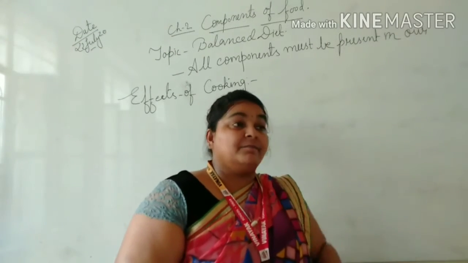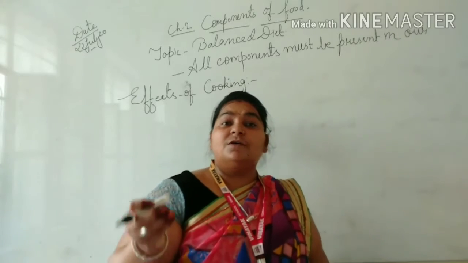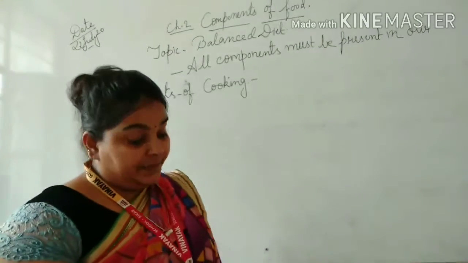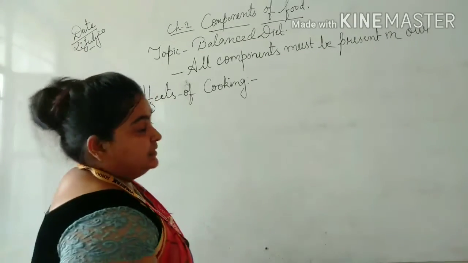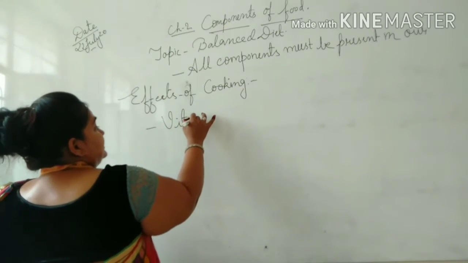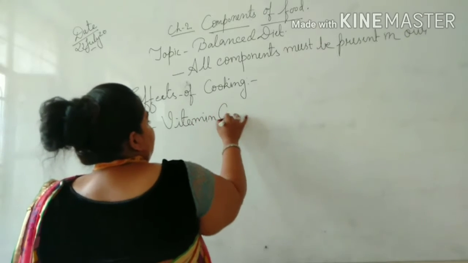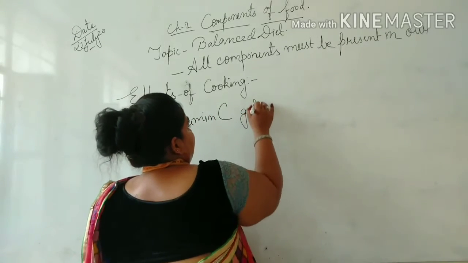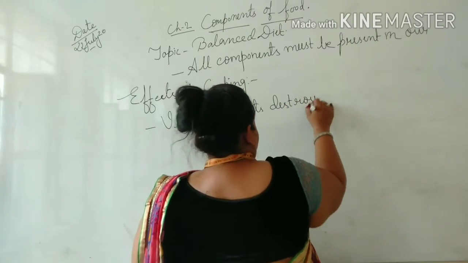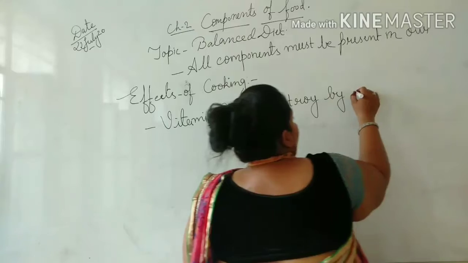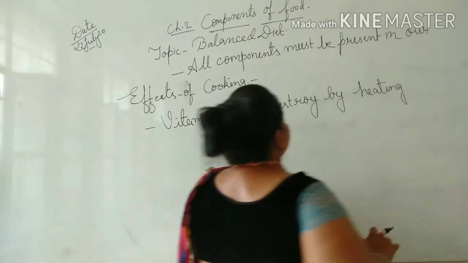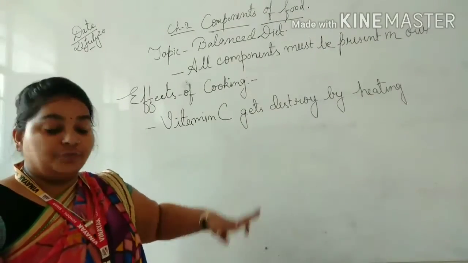But at the same time, cooking results in some loss of nutrients also. What is the example? Vitamin C gets easily destroyed by heating. So number one, Vitamin C which is present in our food gets destroyed. Vitamin C gets destroyed by heating. This is the first effect. If we are heating continuously by cooking, then the vitamin C from our food is just removed.